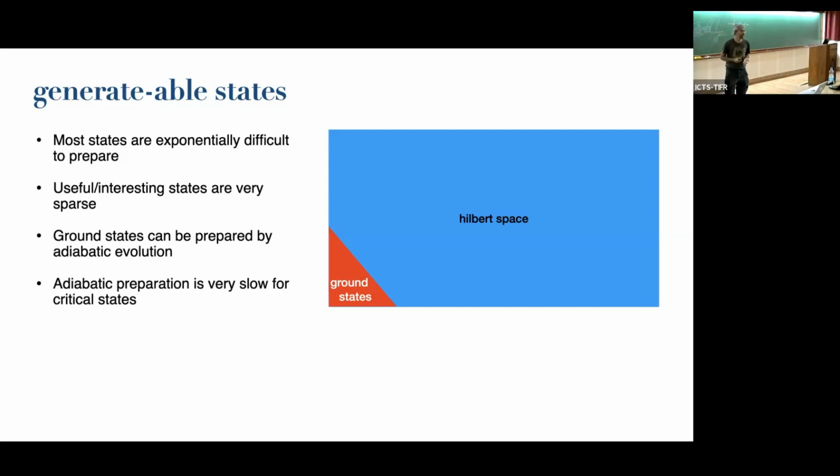Now, the most familiar such recipe is the recipe for preparing a ground state, which is you either cool the system down to its ground state, or, for example, you start in a reference state and change your parameters really, really slowly. So by the adiabatic theorem, you track along to the ground state of the Hamiltonian you really care about.